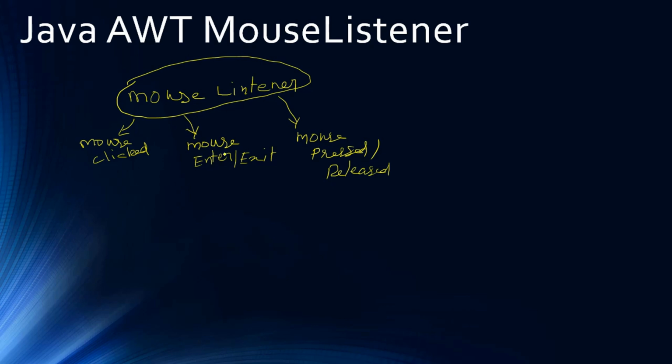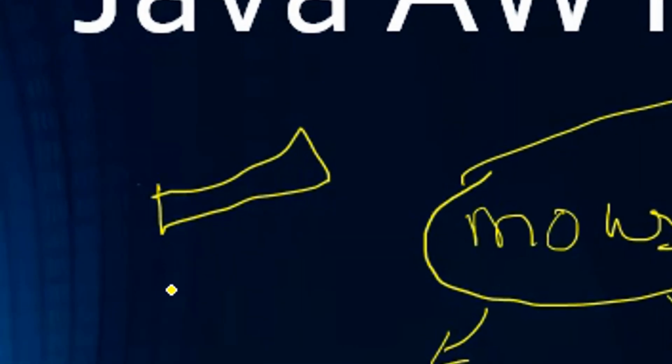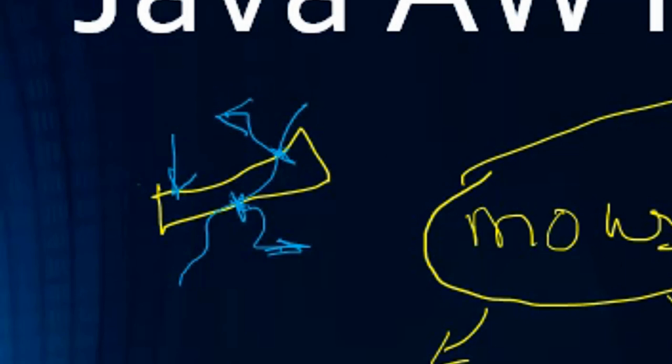Mouse enter and exit is relevant to a specific component. For example, if your button is registered to a mouse listener, then when your mouse cursor enters the button, say this is the button, and the mouse enters like this, we will get mouse entered, and at this stage we will get mouse exited. That's what mouse enter and exit is. If this button component is listening for mouse events, and this is our mouse movement, then here is where the mouse enters and here the mouse exits. The component will fire a mouse event handled using mouse enter, and it will fire an event here as well, and we will get mouse exit in that event.